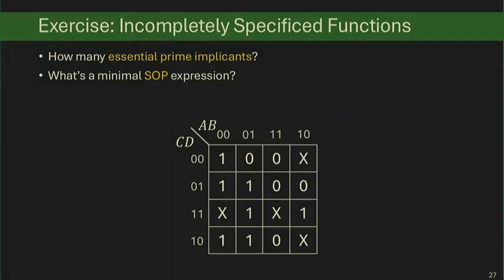And I want you to try out this exercise. Right, for this function, try to find out how many essential prime implicants we have, and then finally build a minimal SOP expression. I'll give you 2 minutes to work on this exercise.